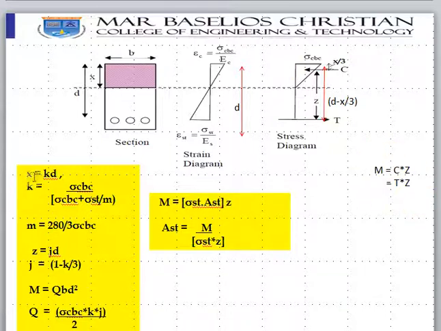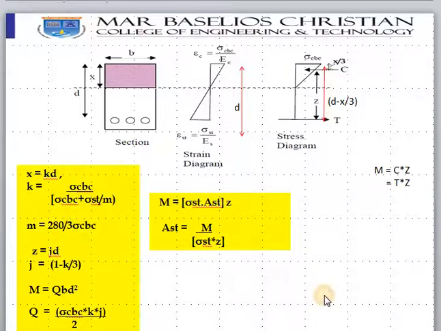Let us see all these factors: k, j and so on. K is your neutral axis depth factor, which is sigma CBC divided by sigma CBC plus sigma ST by m. We are not going into detail of how it comes, as we have already derived it before. And m is 280 divided by 3 sigma CBC. This sigma CBC you can get from IS 456, or otherwise you can find it out like this.